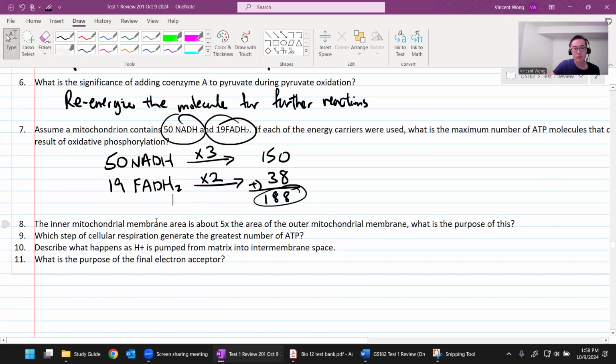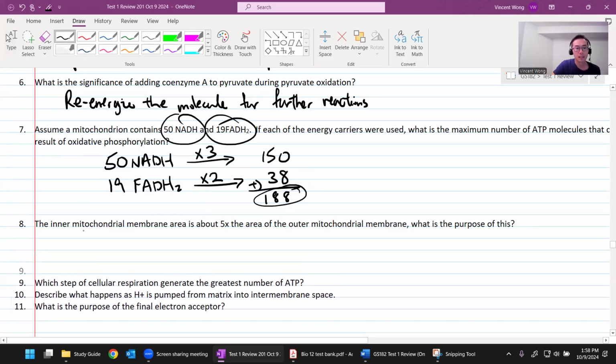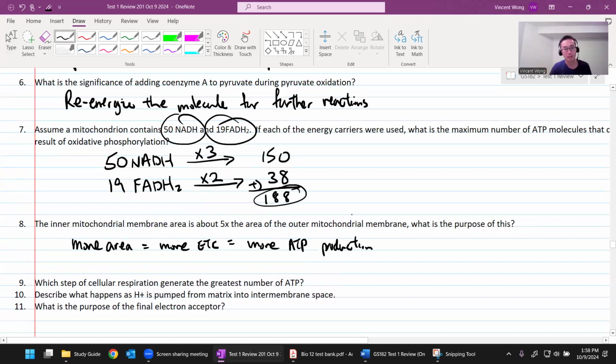The inner mitochondrial membrane area is about 5 times the area of the outer membrane. What is the purpose of this? More area equals more ETC, which equals more ATP production. We don't need surface area for the outer membrane. There is no ETC on it, so it can be smooth.